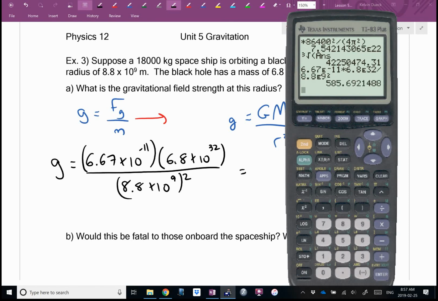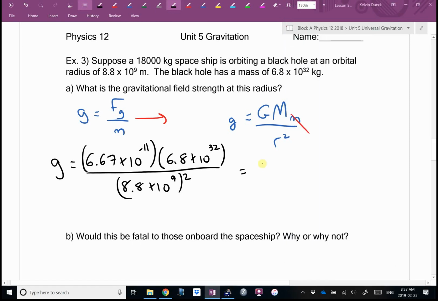Y'all get 586? And you could call this meters per second squared, but since it's a gravitational field, I think newtons per kilogram.